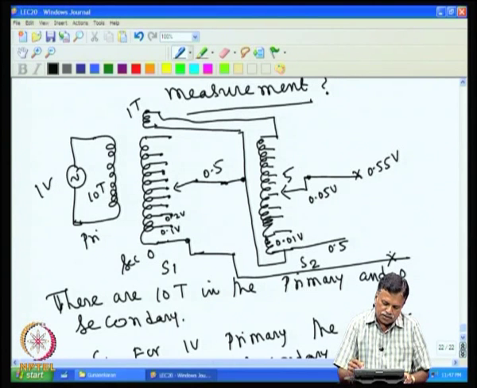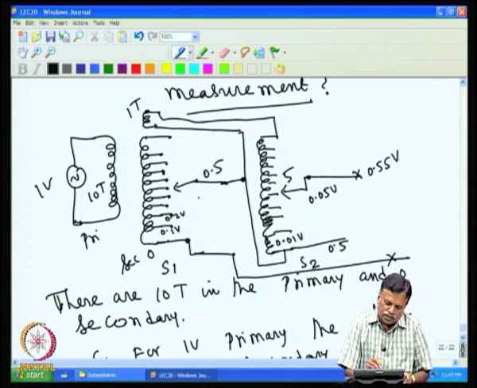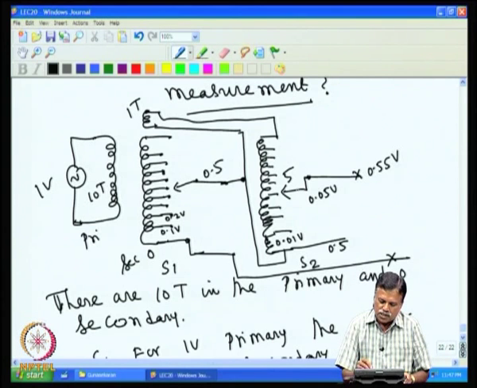Now, for example, I can move this. Suppose I keep it at the 4th terminal, then I will get 0.45. If this is at 5 and this is at 4, then I get 0.45.